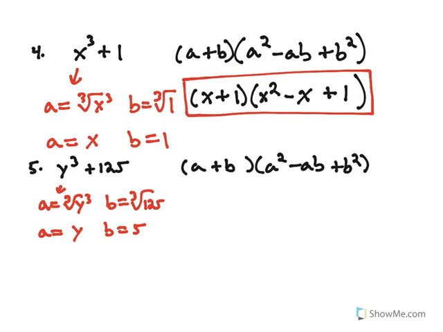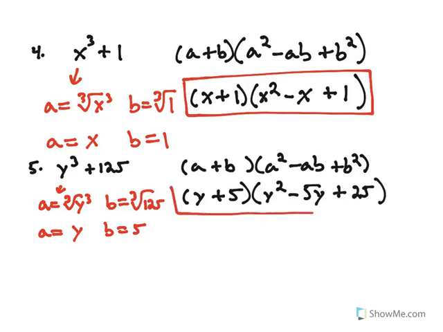And now it's just a matter of plugging it in. Okay, so when we do that, we get, if A is y, then it's y, B is 5. A squared is, so A is y, so A squared is y squared. A times B, again, that'll be y times 5, so 5y. Plus, and then B squared is 5 squared, so that'll be 25. And there you have it. And that is the answer for that one.